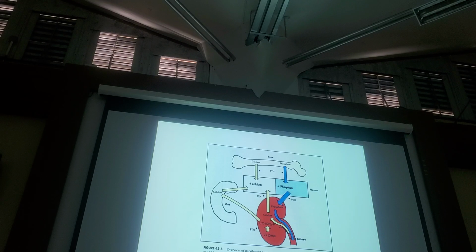There are three major hormones involved in calcium homeostasis. We are just focusing on PTH. We will come to calcitonin and then we will look at vitamin D, whether you will agree if it's a hormone or not.